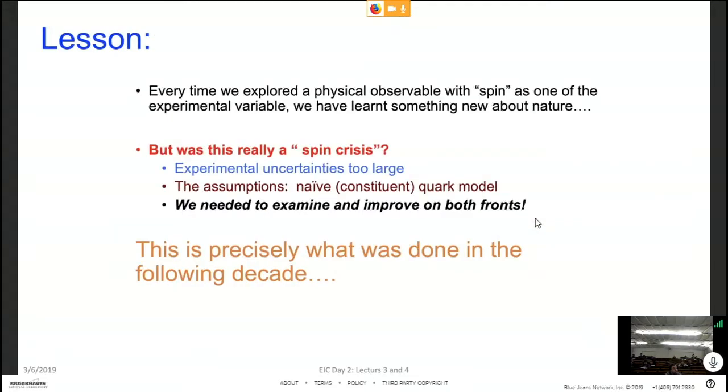So the lesson learned was that every time we explore with a spin observable, we find something new. Remember, in the previous century, there were many important lessons that we learned simply by looking at spin. Here again, spin came to the rescue. We discovered something unusual, very deep and fundamental to QCD about nucleon spin. This is precisely the way it was done in the following decade. We need to figure out what we need to measure to get to the remaining spin of the proton.